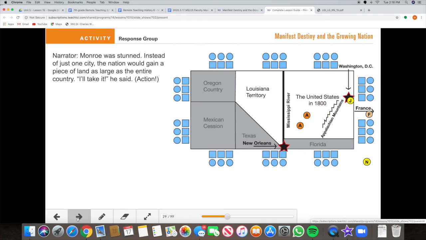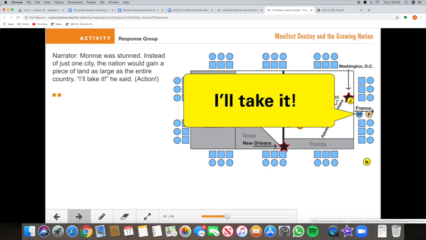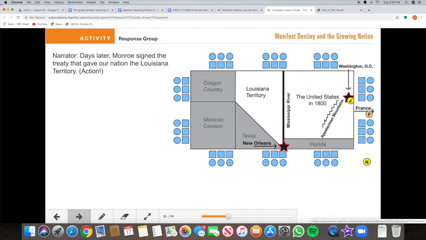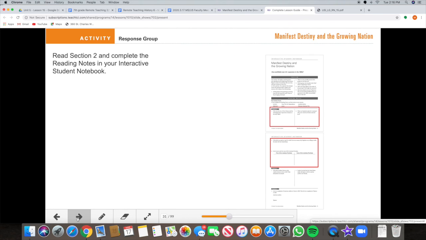Monroe was stunned. Instead of just one city, the nation would gain a piece of land as large as the entire country. "I'll take it," he said. Days later, Monroe signed the treaty that gave our nation the Louisiana Territory. Boom. Okay, I believe we already learned about the Louisiana Purchase together in class, so this was just a repetition. At this point, I need you guys to read section 2.